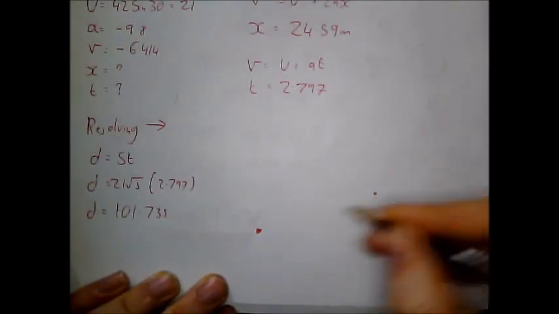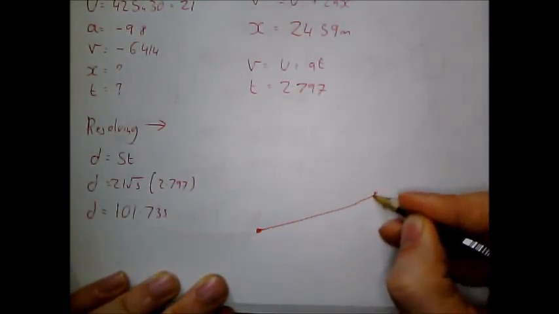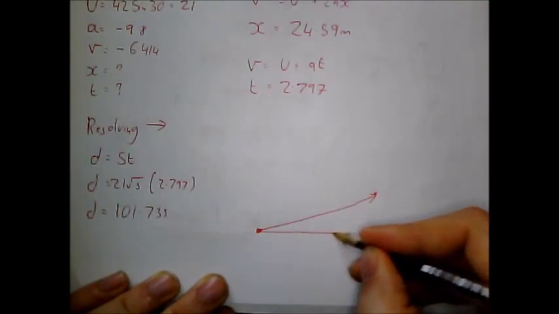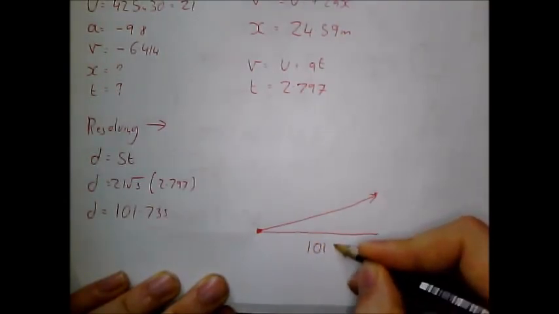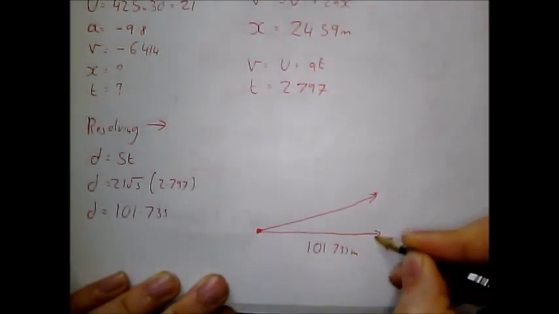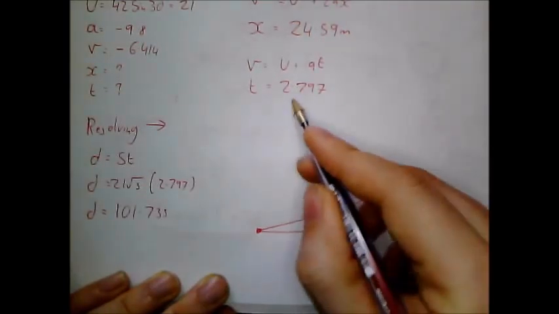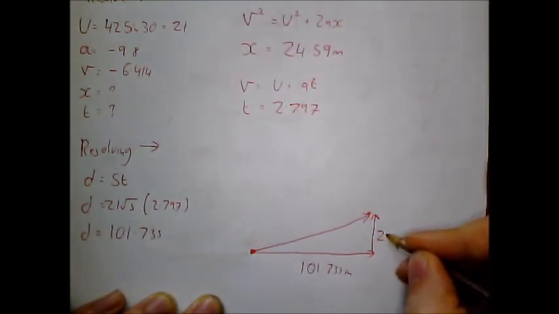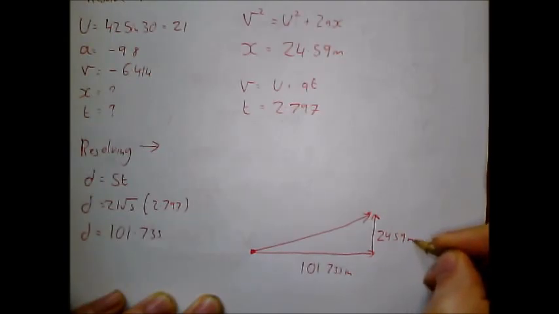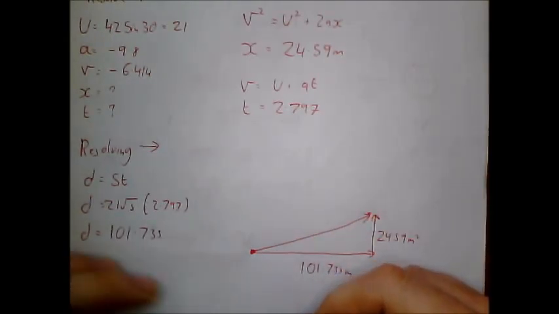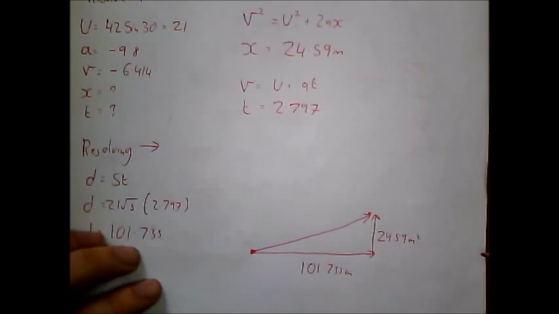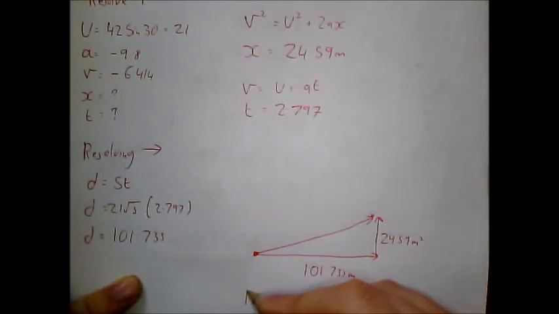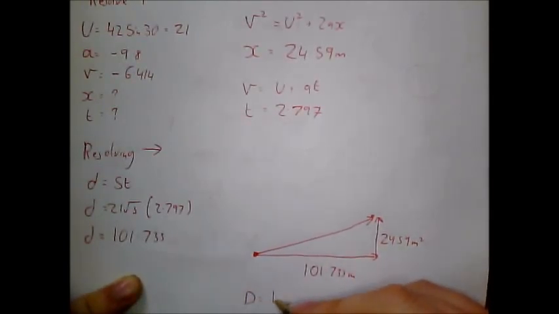So now, if this is our point of projection, and this is where it is now, we want the distance from its point of projection. So it's travelled 101.735 metres horizontally, and it is 24.59 metres above the surface. So using Pythagoras, you should get a distance of 105 metres.